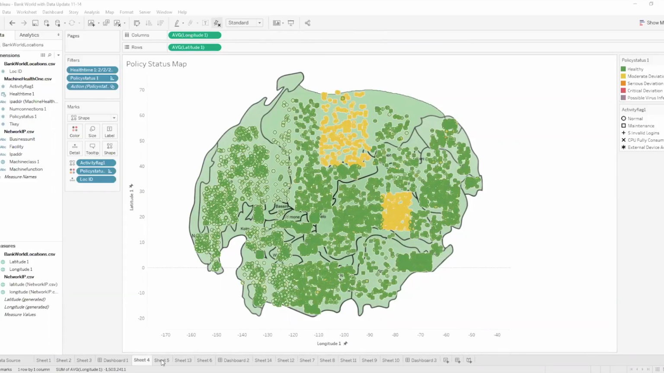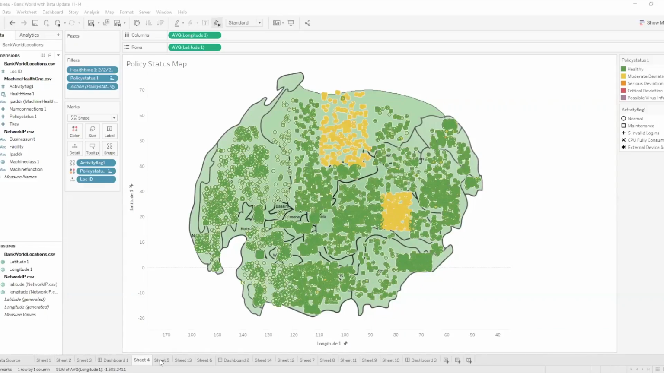We separated the policy status into 5 categories of ratings: healthy, moderate deviation, serious deviation, critical deviation, and possible virus infection. For this analysis, we consider healthy computers to be machines with a healthy policy status. Unhealthy machines are those with the statuses of moderate deviation, serious deviation, critical deviation, and possible virus infection. By creating this visualization, you can clearly see which machines are working properly and which are not.